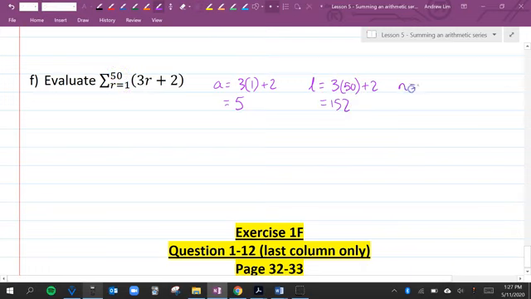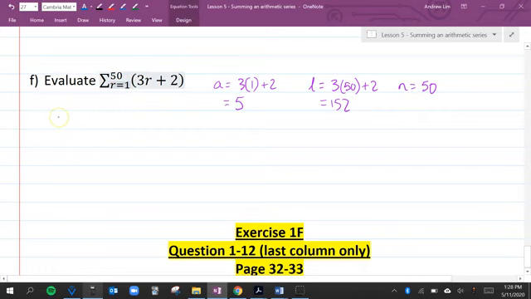And how many terms are there? Well, 50 minus 1 is 49, 49 plus 1, because we need to remember to add that one, is 50. So just get used to subtracting and adding 1. The reason why I say that is because what if this was 3? Then it'll be 50 minus 3, which is 47, plus 1 is 48. So just get used to doing that.